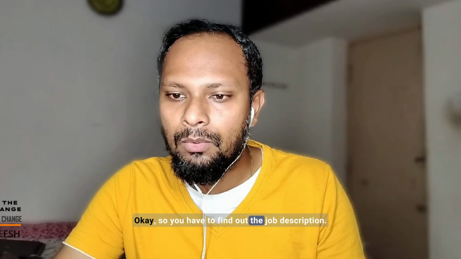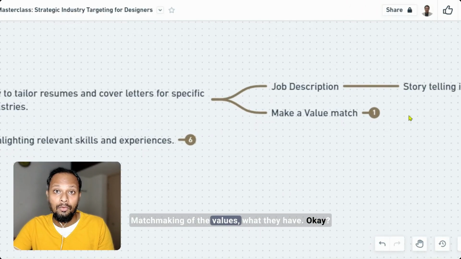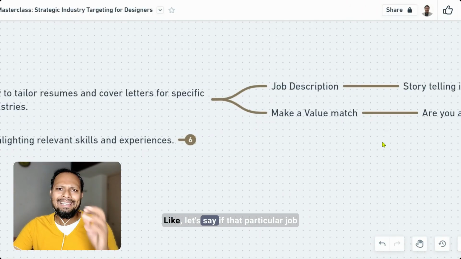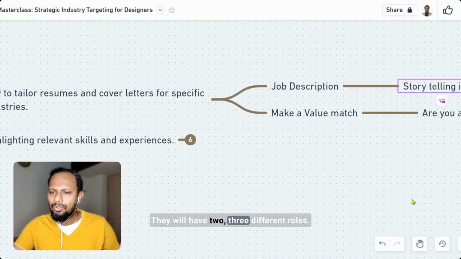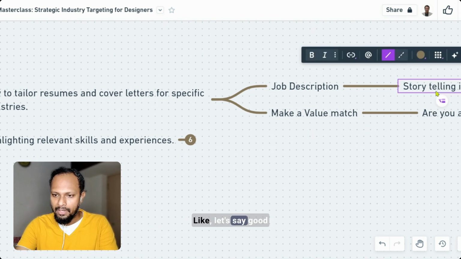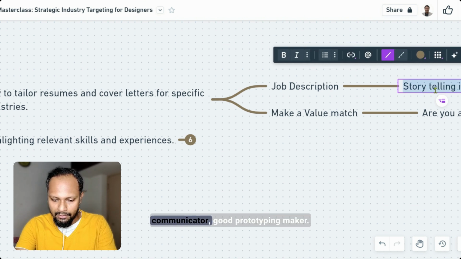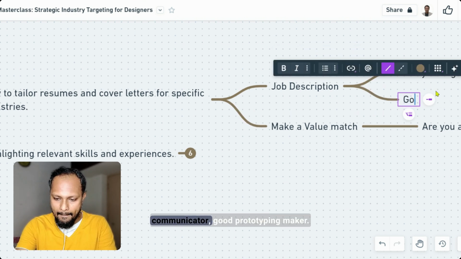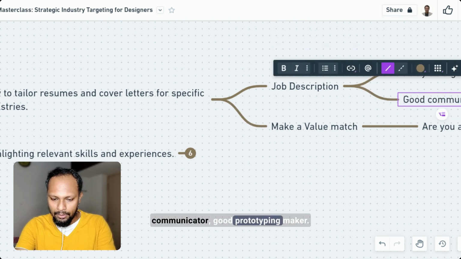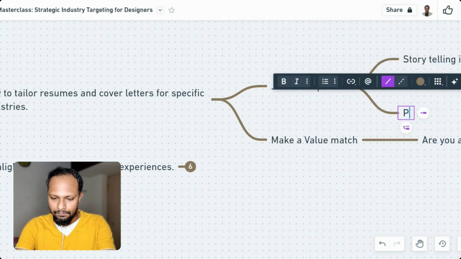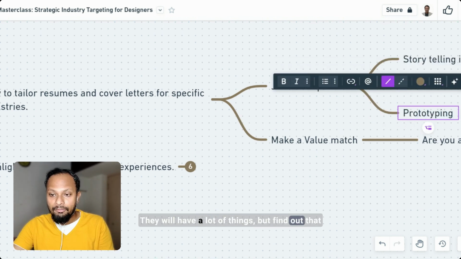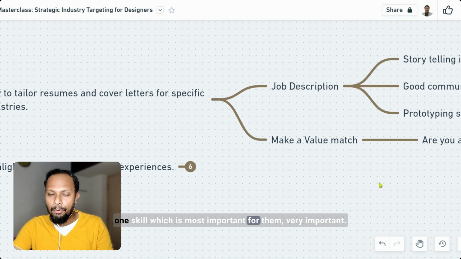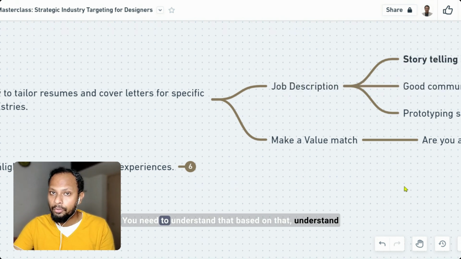So you have to find the job description and match the values they have. Let's say that particular job description is for selling, and they want storytellers. They will have 2-3 different requirements, like a good communicator and good prototyping skills. They will have a lot of things, but find that one skill which is most important for them. Very important. You need to understand that.